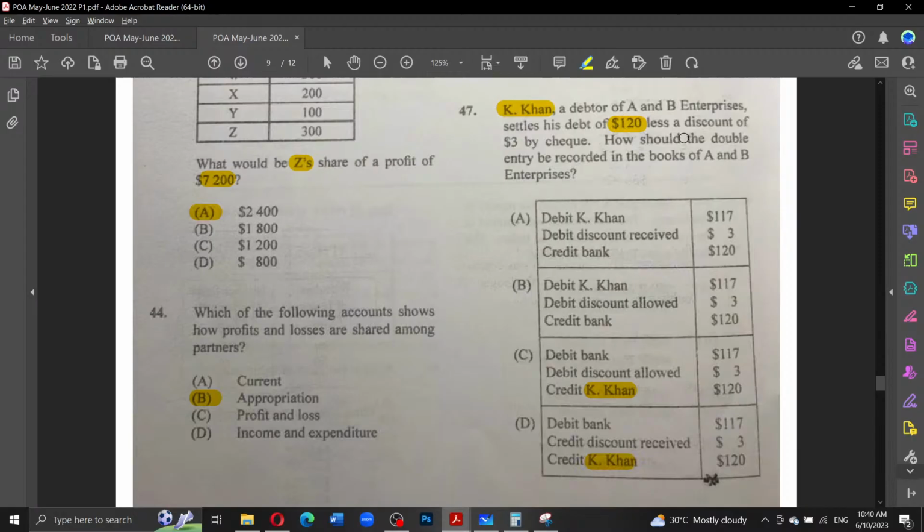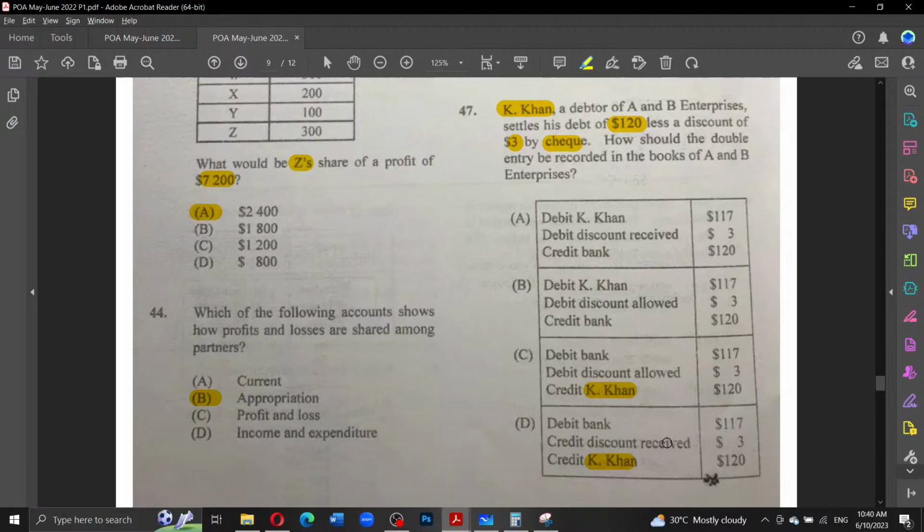Cash? No, he settled by check. So the bank amount is going to increase. Bank account increased by $117, that's what the person paid, and he received a discount. So in the books of A and B, they are offering the discount, so it's going to be a discount allowed. Discount allowed is an expense. Expenses have a debit value, not discount received.